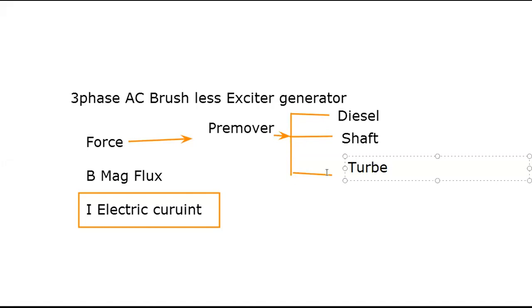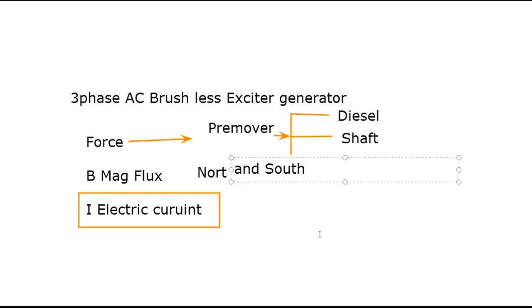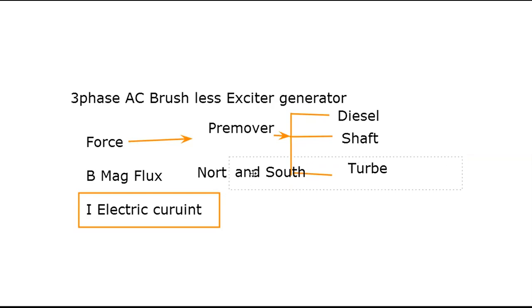The magnetic flux needs two poles, north and south. That's the basic principle of a generator. To produce electricity, we need a prime mover from any source as the generator force.